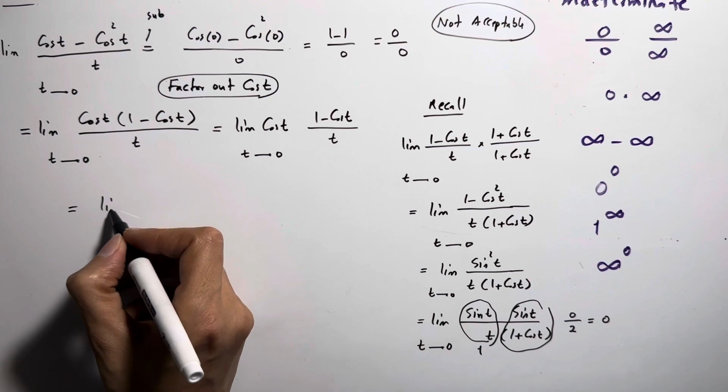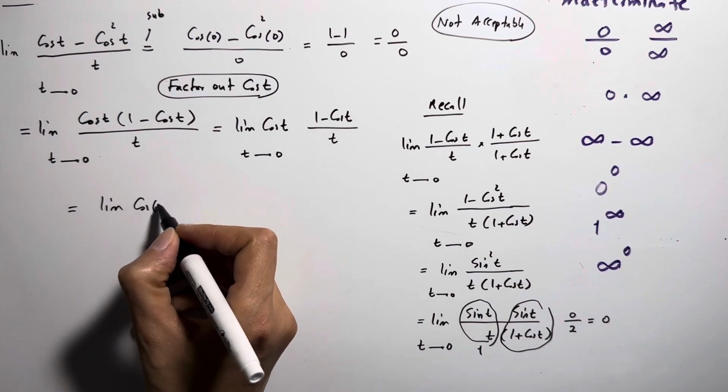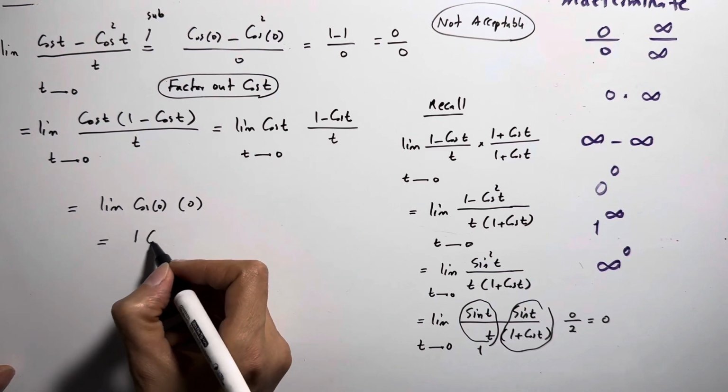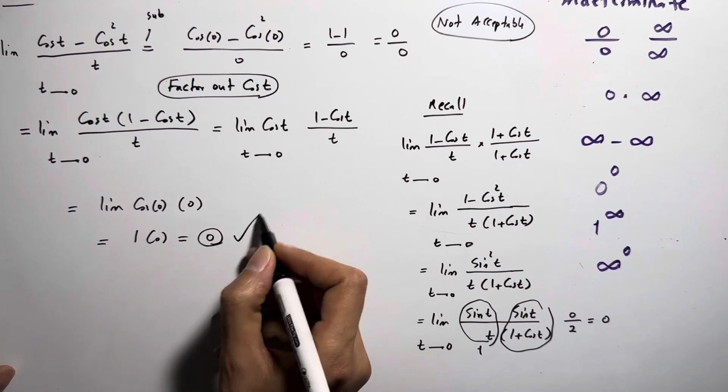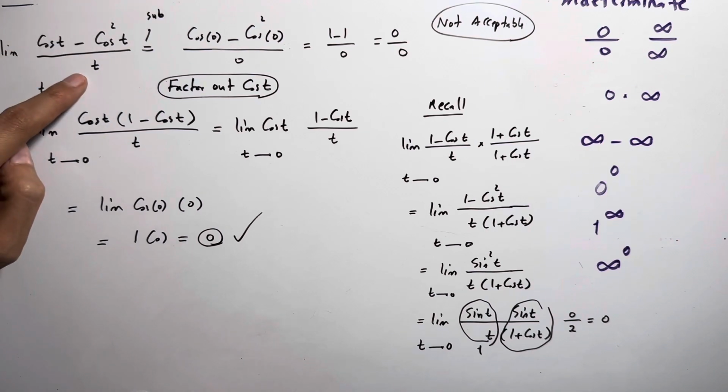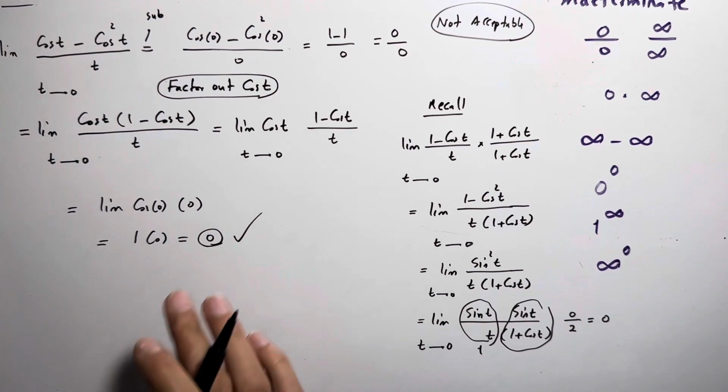It is equal to the limit of cosine 0 times 0. This is 1 times 0, or just 0. The limit of cosine t minus cosine squared t divided by t as t goes to 0 is 0.